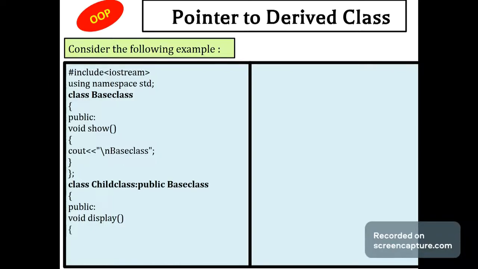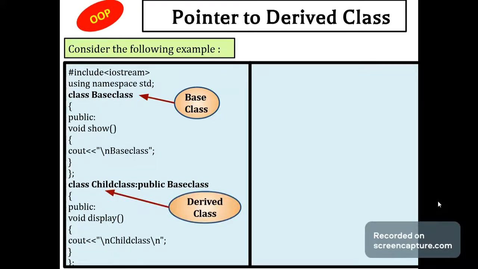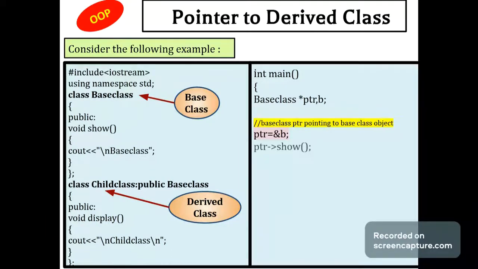Function name is different in both of the classes, that is base class and derived class. Now this is considered the base class, and this child class is known as the derived class. Now inside the main function, I have created a pointer of base class and an object of base class. दो चीजें create कर रही हूँ, एक base class का pointer और दूसरा base class का object. Now I make the base class pointer ptr point to the base class object.